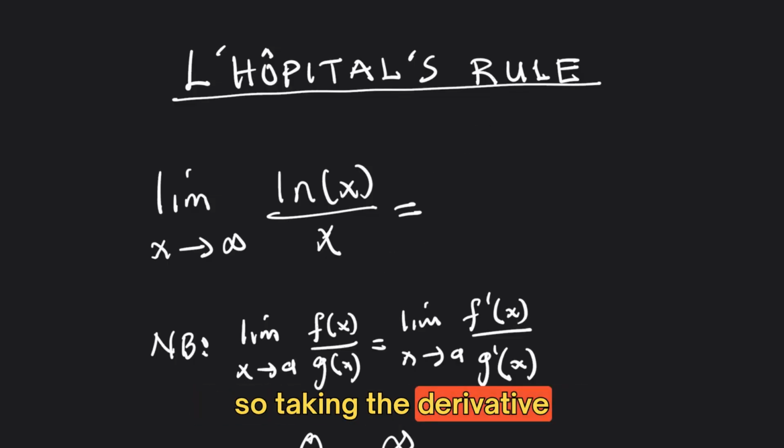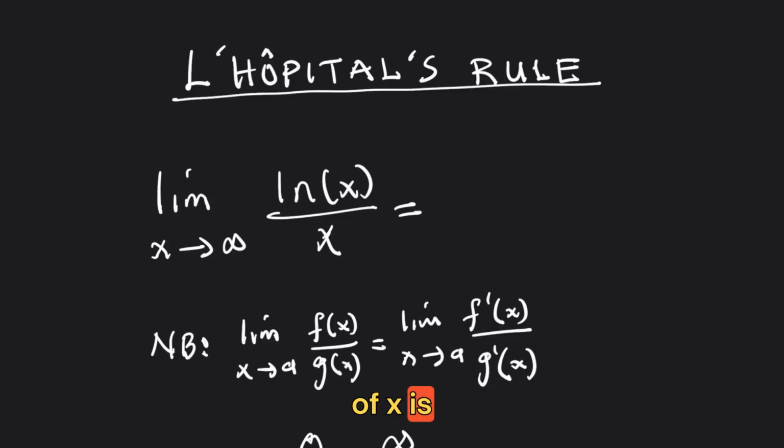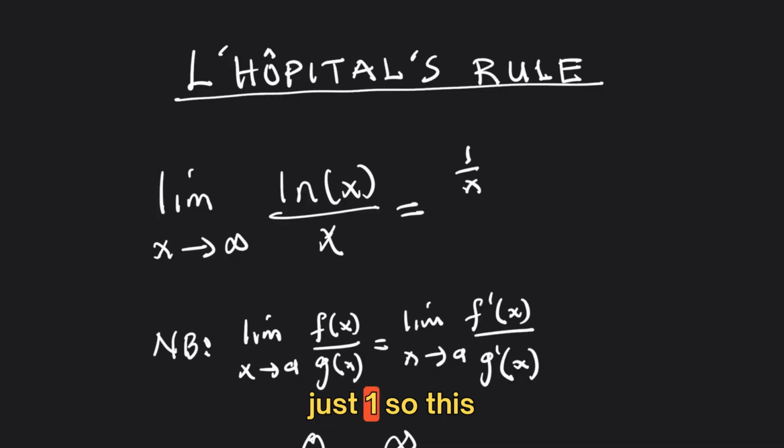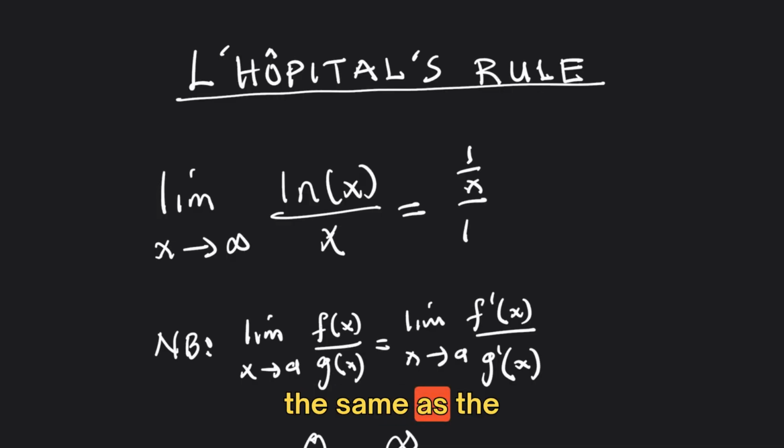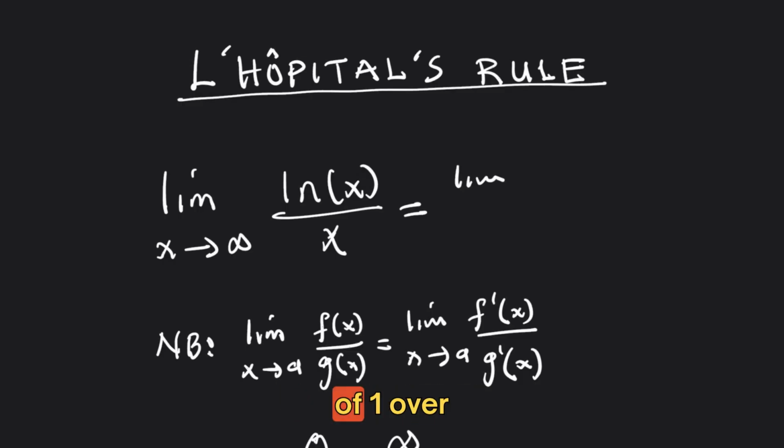Taking the derivative, the derivative of natural log of x is just 1 over x, and the derivative of x is just 1. So this is the same as the limit as x goes to infinity of 1 over x, which is just 0, because as x goes to infinity, 1 over x goes to 0.